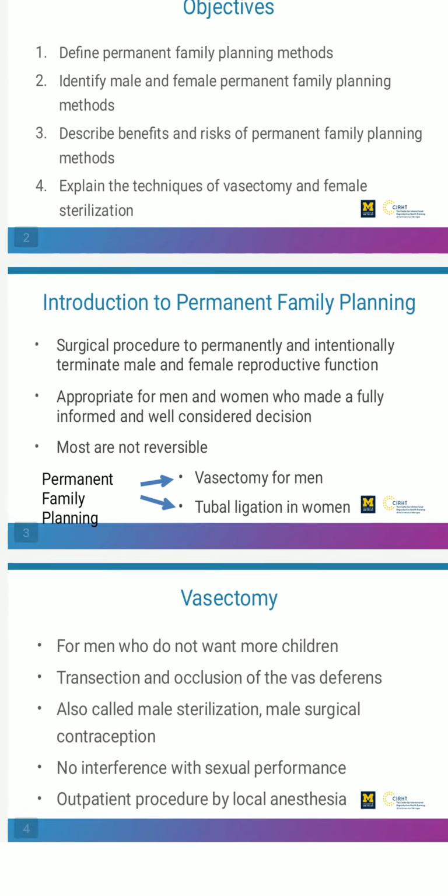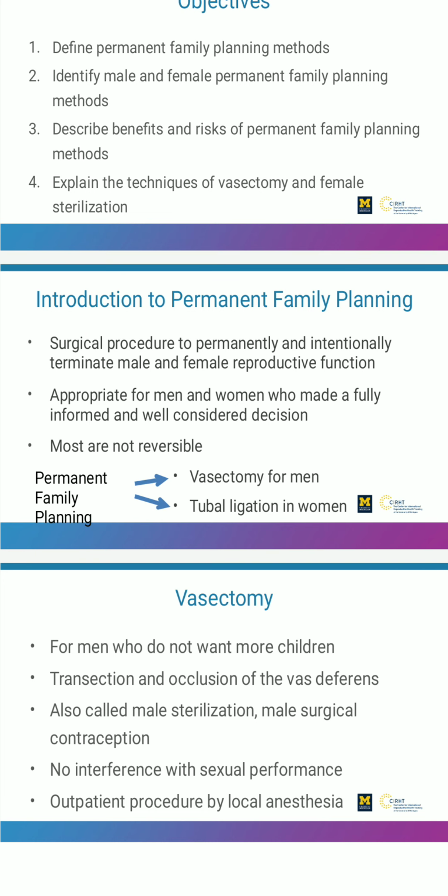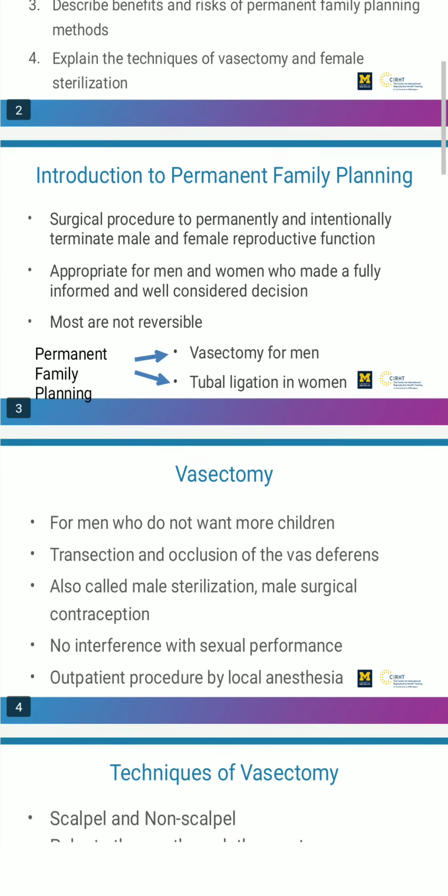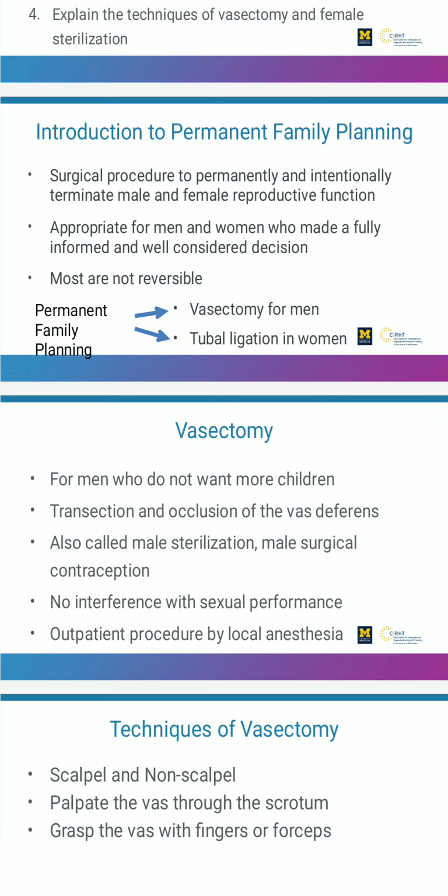So this is an introduction to permanent family planning, a surgical procedure to permanently and intentionally terminate male and female reproductive functions, appropriate for men and women who have made fully informed and well considered decisions, and most are not reversible. That is permanent family planning: vasectomy for men, and tubal ligation in women.